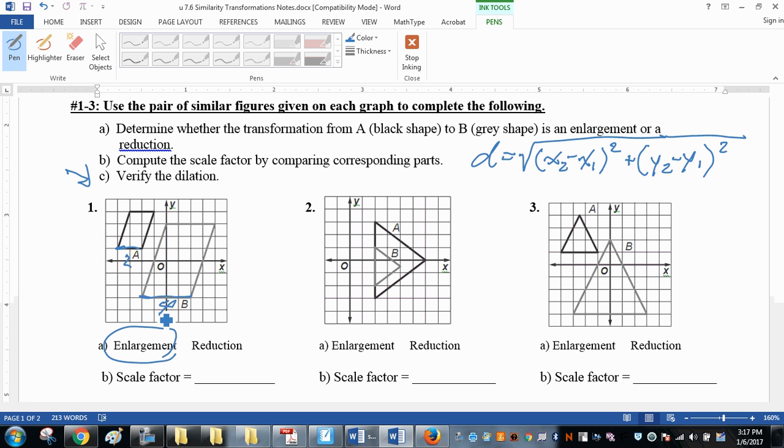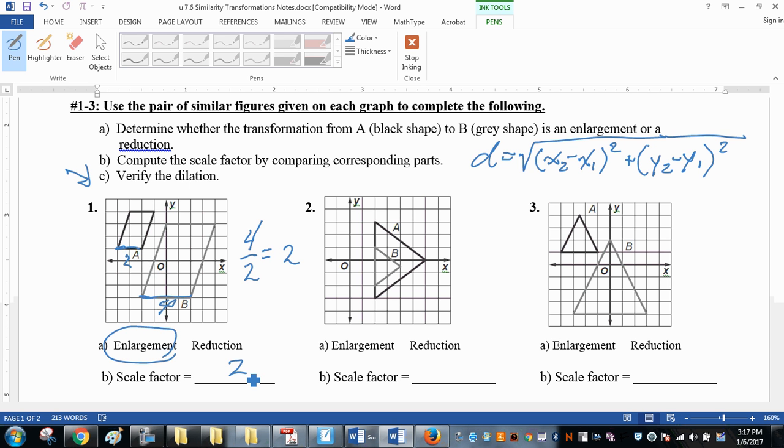Remember, we found a scale factor previously by taking the side over its corresponding side. 4 divided by 2 is 2. And we know that we want that scale factor to be bigger than 1 because it's an enlargement. If I put 2 over 4, that would be smaller than 1, which would give me a reduction. So I know I have to do 4 over 2 to get that scale factor.